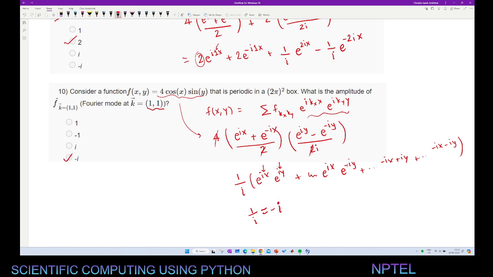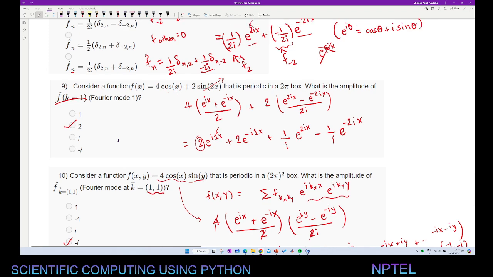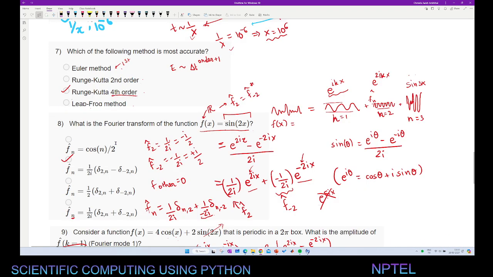If you were asked 1 comma minus 1, then it will be this coefficient divided by i. This will be minus 1 comma 1. This would be minus 1 minus 1. And all the other coefficients, all the other amplitudes, are 0. So 2 comma 3 will be 0. Okay. So any questions in this section?